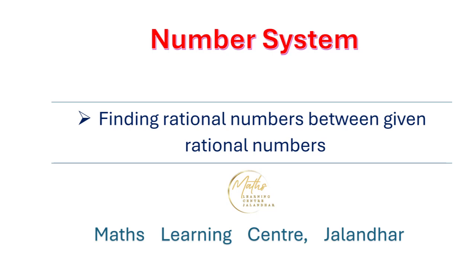In this presentation on number system, we are going to discuss the methods to find a rational number between the given rational numbers, and in particular we are talking about the p by q form. Now the first method we have is, suppose there are two rational numbers given to us.